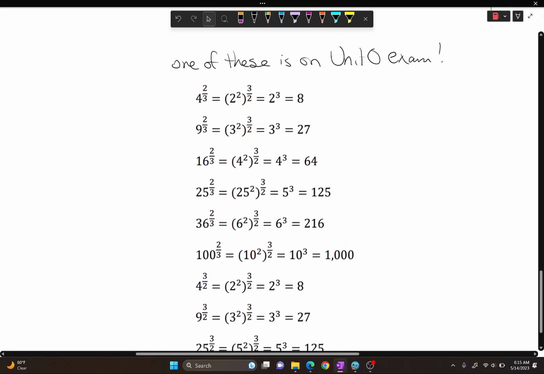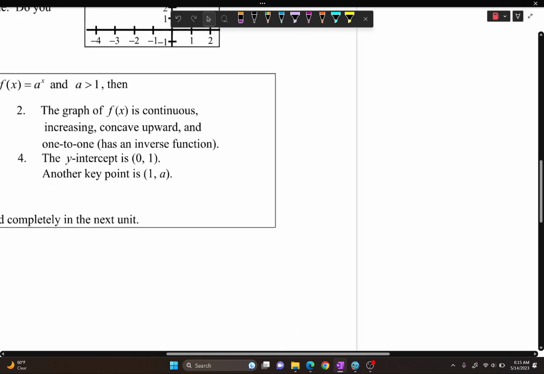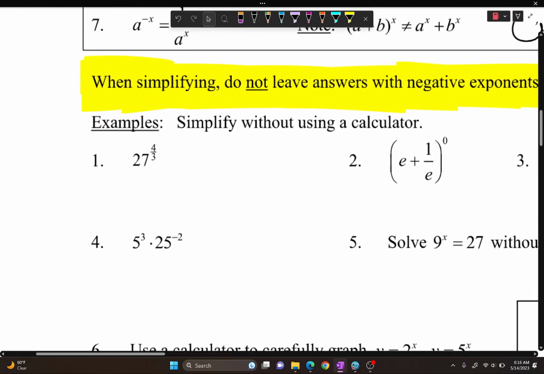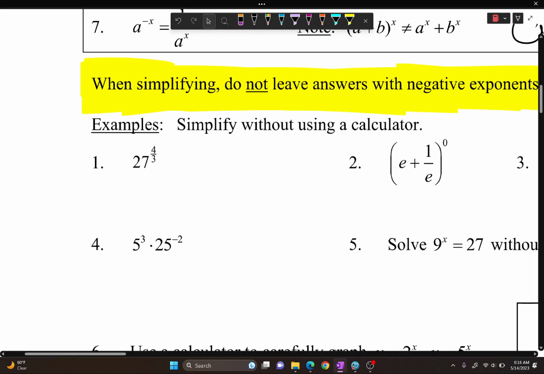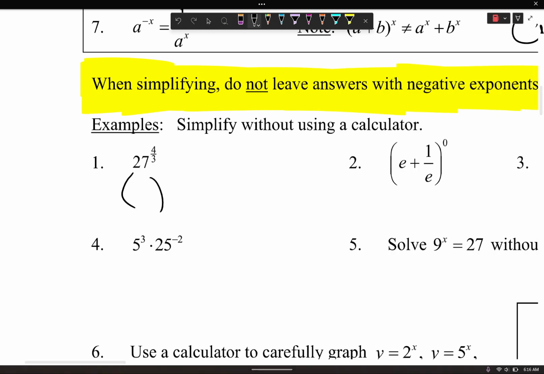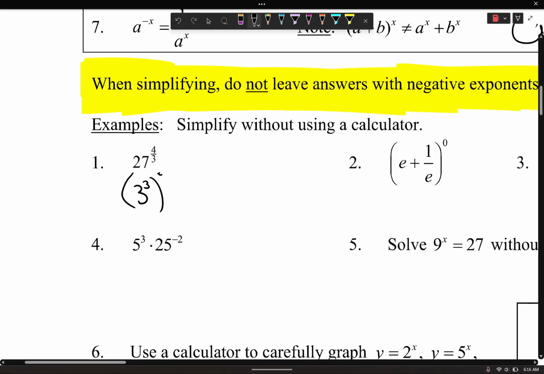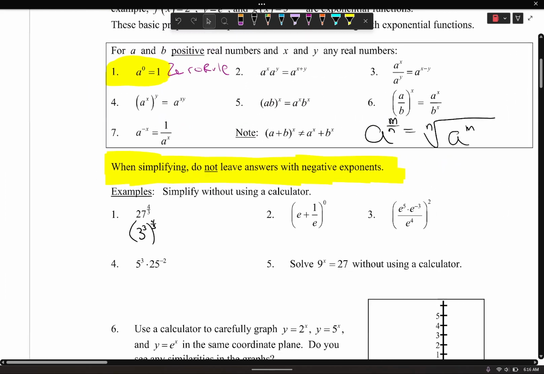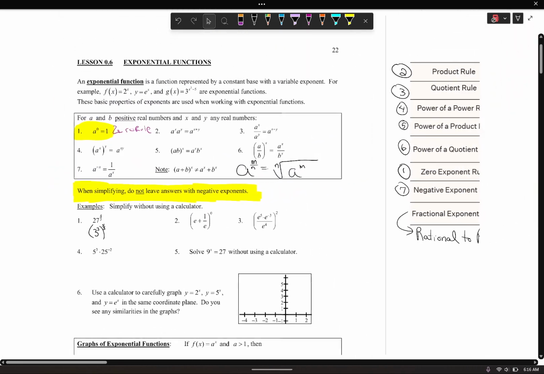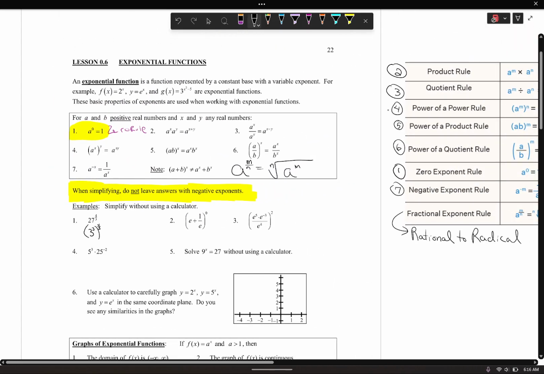Okay, there they are. Now, I'm actually going to do this one for you because it's in here. So 27 to the 4/3. Ooh, that's a little bit different than what's on that other paper that I showed you. That's because the ones that I showed you are on the unit test, and this one is not. But let's do it. So 27 is the same thing as 3 cubed, and I have a 4/3 power right there. The way I'm recommending that we do that is we're going to use this rule, the power of a power rule.